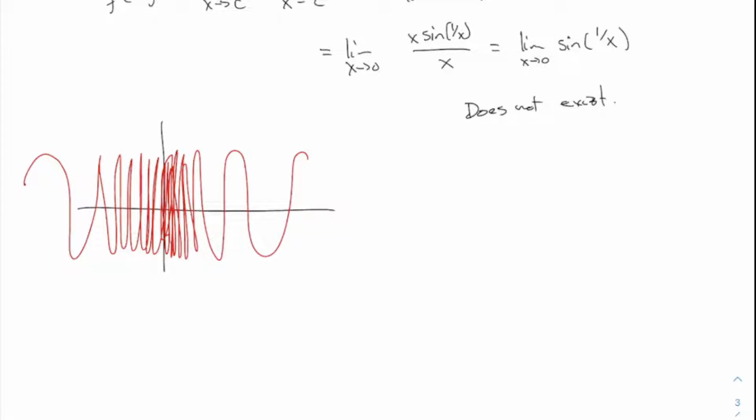All right, so the moral of the story, this is another example of f is continuous at 0, but not differentiable at 0.